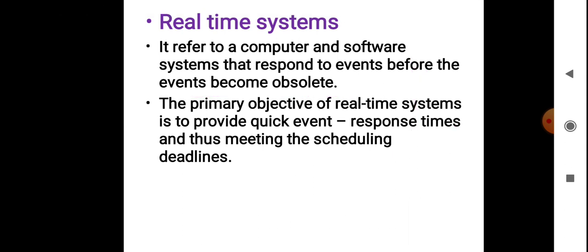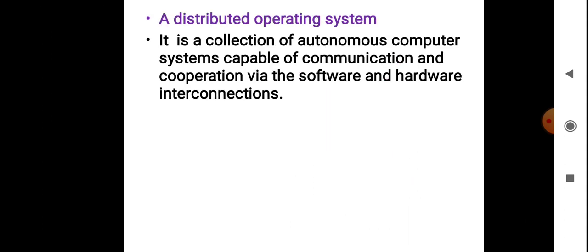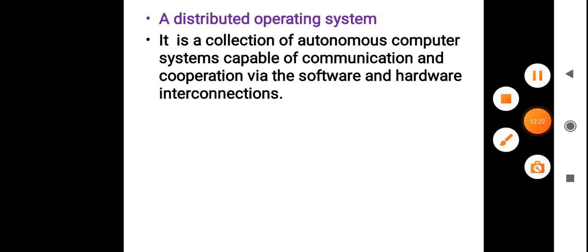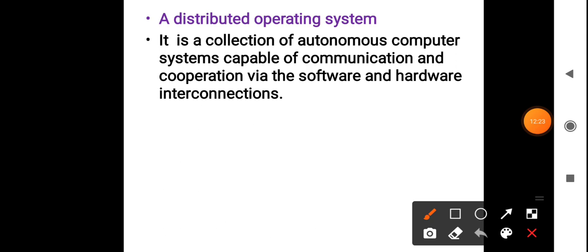Okay, so the next type of operating system is the distributed operating system. So what does distributed operating system mean? It is a collection of autonomous computer systems capable of communication and cooperation via software and hardware interactions. So using these software and hardware interactions, we can communicate with the computers by using this distributed operating system.